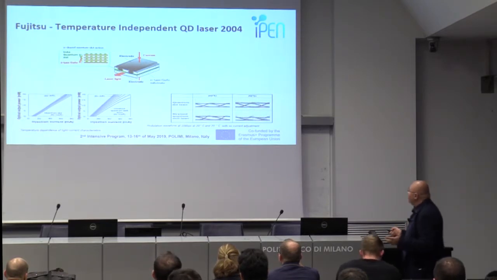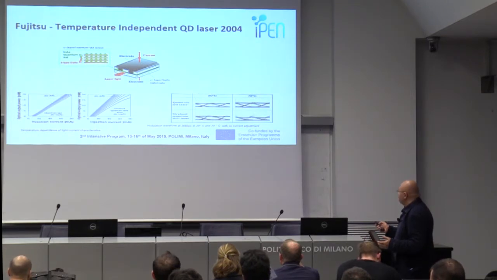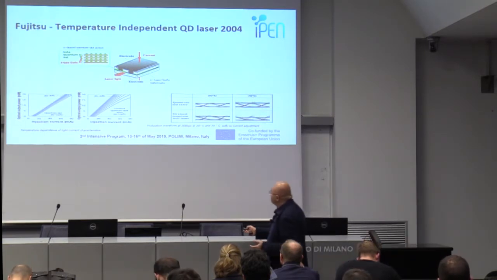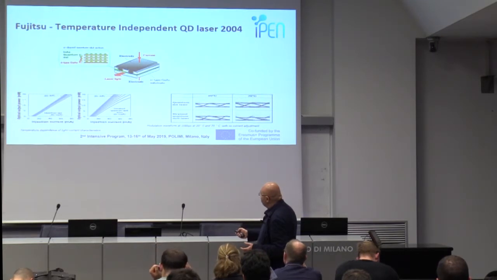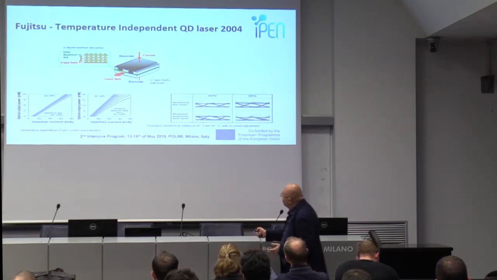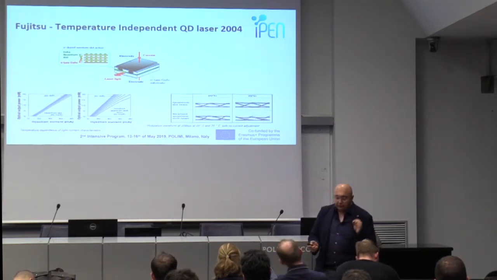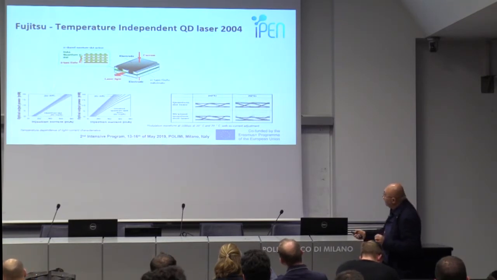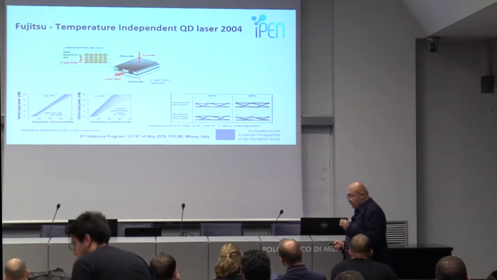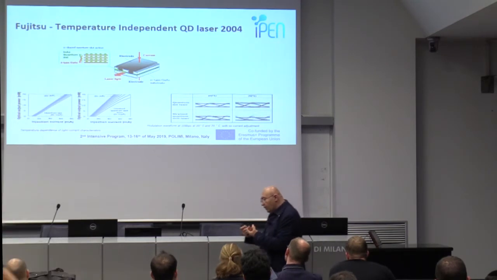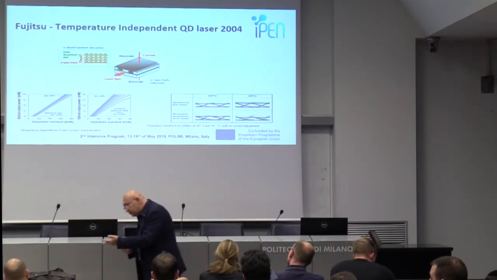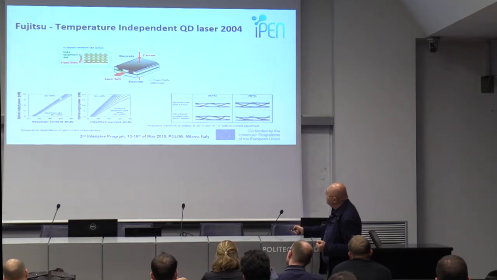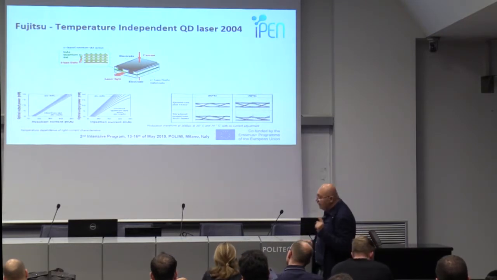Here you can see the experimental results. It's a Fujitsu quantum dot device. You can see here the dependence of the optical power on the injection current. This slope is very important. It is called the laser slope efficiency. If you have high slope efficiency, it's better because it tells you how much electrical power can be converted to optical power. And in comparison to the quantum well, you can see that this characteristic is also very linear.